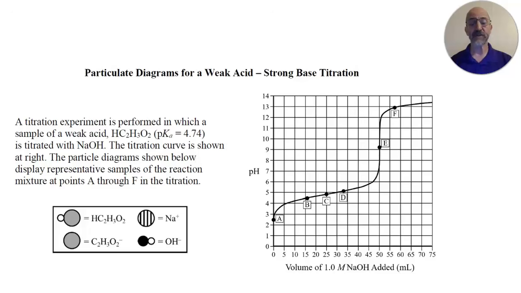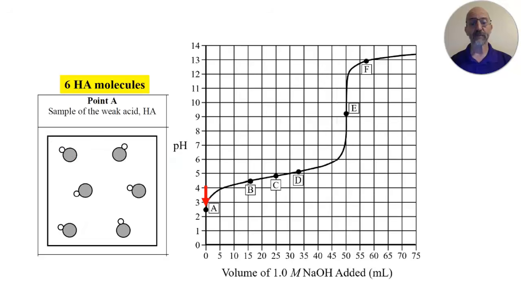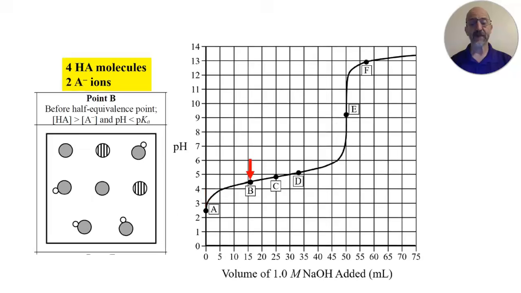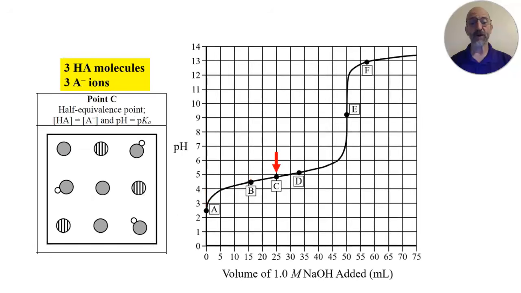Now, in my YouTube video that I had mentioned for topic 8.4 and 8.5, I showed particulate diagrams for different titrations. Let's go ahead and stop at the half equivalence point, which would be at point C in this diagram. Now, look at the particle diagram. We have, in this case, the same number of molecules of the weak acid, HA, as we have number of the A- ions. So pH equals pKa at the half equivalence point.